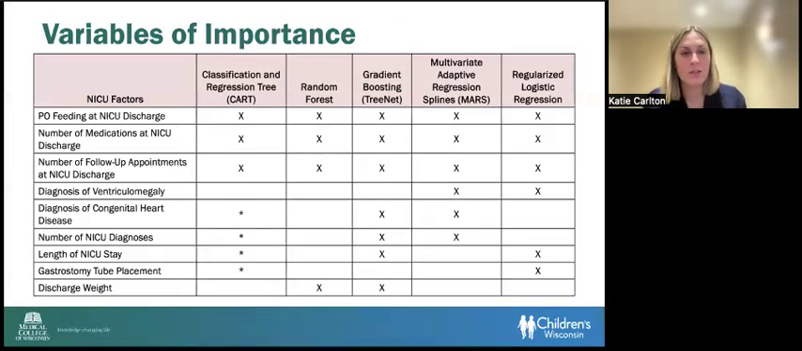This table then shows the variables of importance that were identified for each of the machine learning models out of those 45 variables that we input into each one of the models. The models identified a combination of whether or not the patient was fully orally feeding, or fully PO feeding, at time of NICU discharge, the number of follow-up appointments the patient went home with, and the number of medications prescribed at NICU discharge, all variables of importance that were highlighted in the machine learning models as predictors.